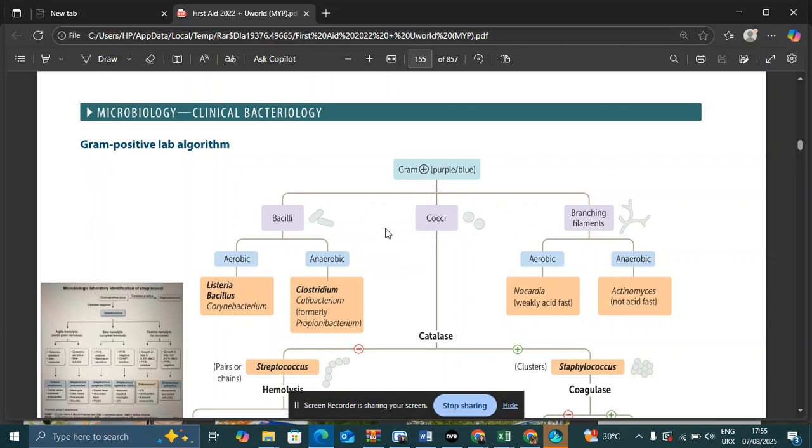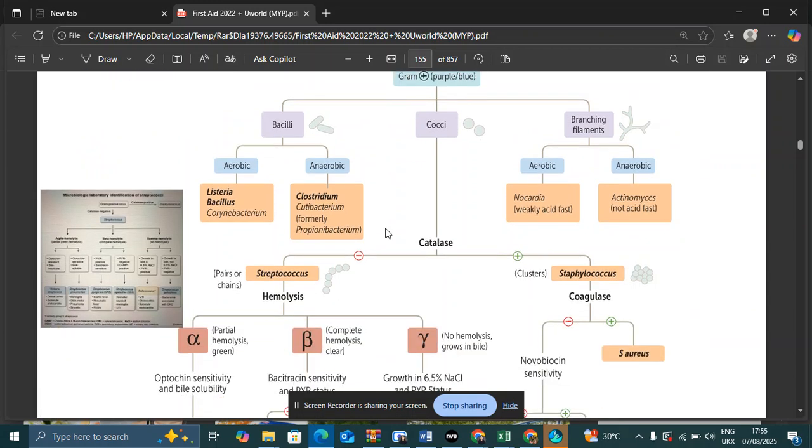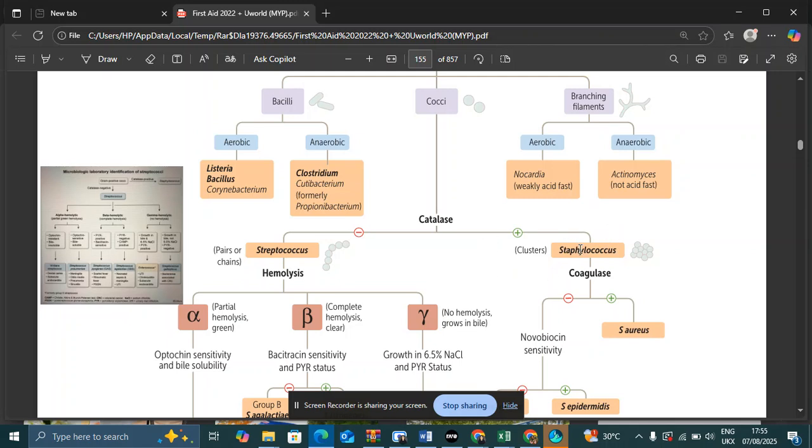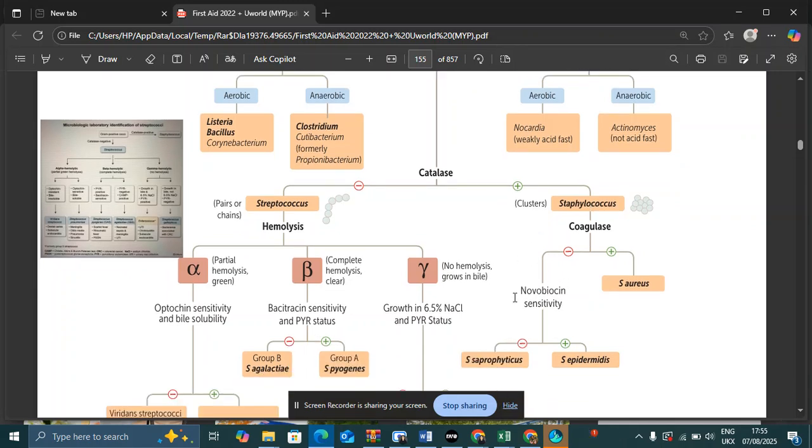Cocci are further divided into catalase positive and catalase negative cocci. Catalase positive cocci are usually in clusters. The example is Staphylococcus. Staphylococcus is further divided into coagulase positive and coagulase negative. So catalase positive and coagulase positive Staphylococci example is Staphylococcus aureus. Catalase positive, coagulase negative are further divided on the basis of novobiocin sensitivity. Those coagulase negative but novobiocin sensitive example is Staph epidermidis. Coagulase negative, novobiocin insensitive example is Staphylococcus saprophyticus.